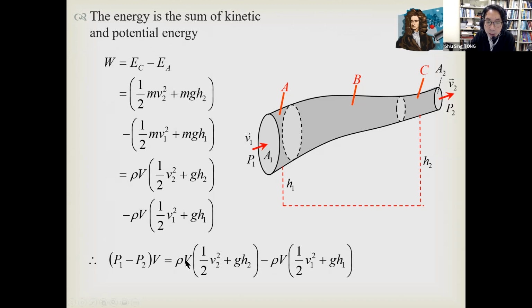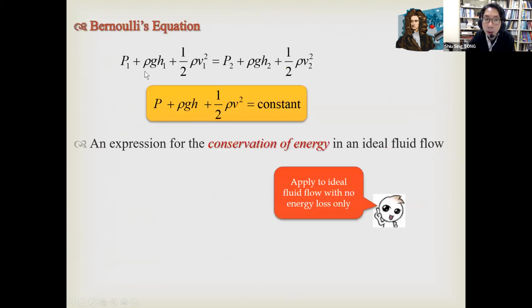Now we can see that the factor of V cancels out in the equation. We can move all the quantities with index 1 to one side, and all the quantities with index 2 to the other side. That becomes this equation: P1 plus rho g h1 plus half rho v1 squared is equal to P2 plus rho g h2 plus half rho v2 squared. You can see all the quantities with index 1 are on one side, and all the quantities with index 2 are on the other side.